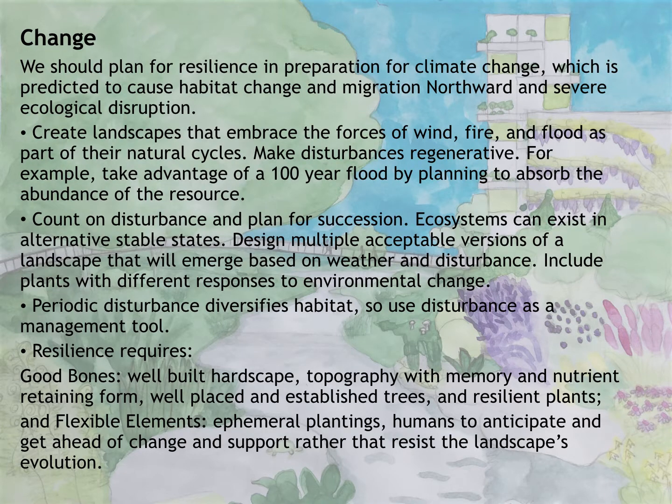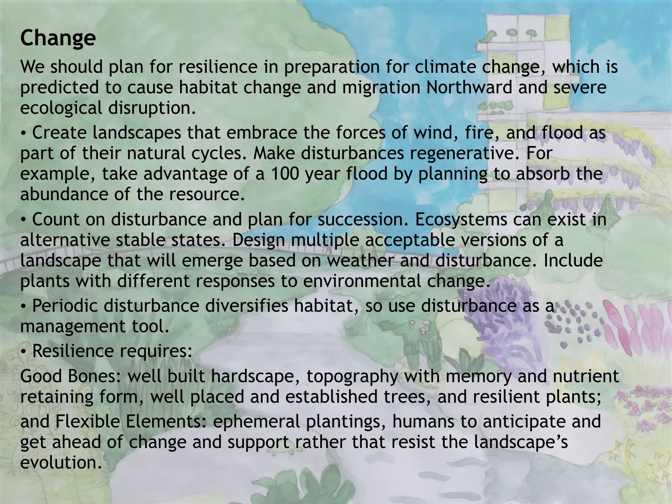Change. We should plan for resilience in preparation for climate change, which is predicted to cause habitat change and migration northward and severe ecological disruption. Create landscapes that embrace the forces of wind, fire, and flood as part of their natural cycles. Make disturbances regenerative. For example, take advantage of a 100-year flood by planning to absorb the abundance of the resource. Count on disturbance and plan for succession.